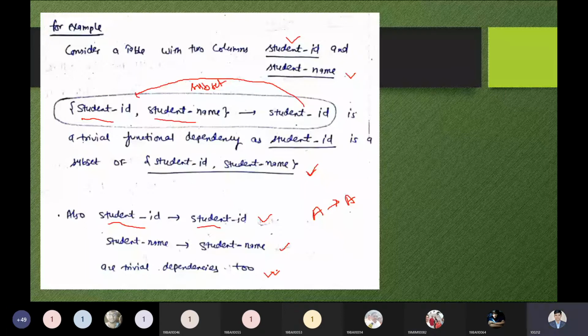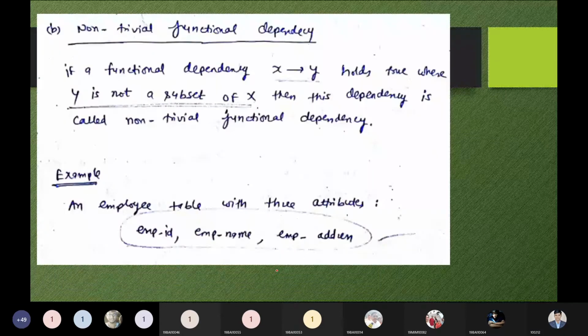Now talking about the non-trivial functional dependency, you can see this example. A functional dependency X determines Y holds true where Y is not a subset of X. This is a true functional dependency, it is correct, there is no issue, because X determines Y. Y depends on X, but Y is not a subset of X. At that time, this kind of dependency is known as a non-trivial dependency. The dependency is applicable, but it is not a part of that set.